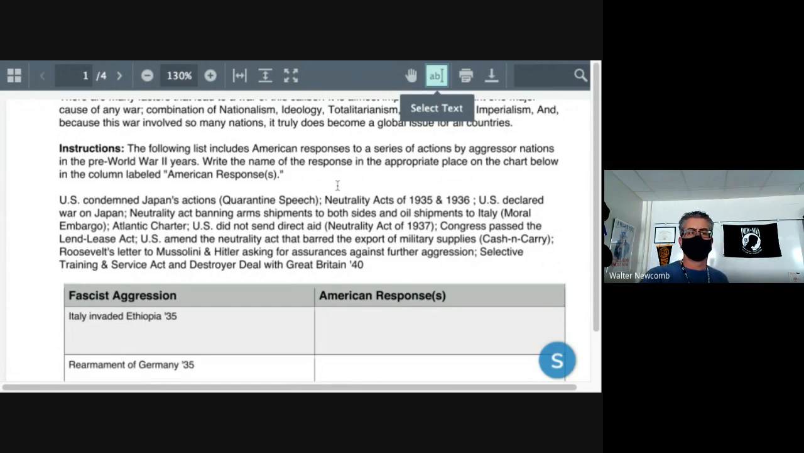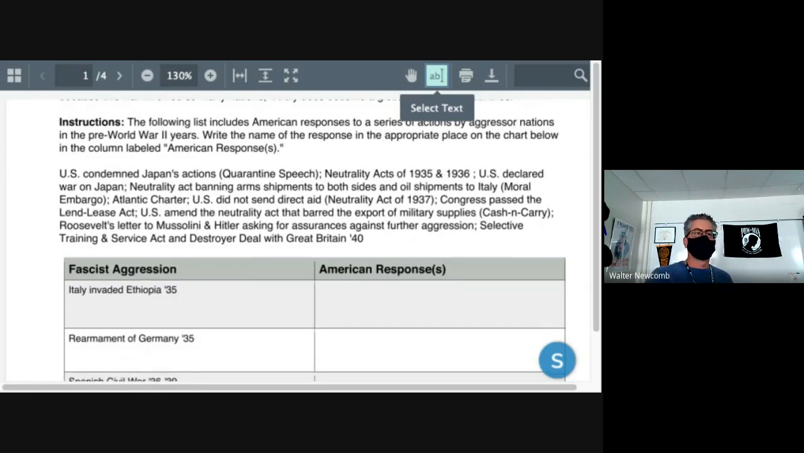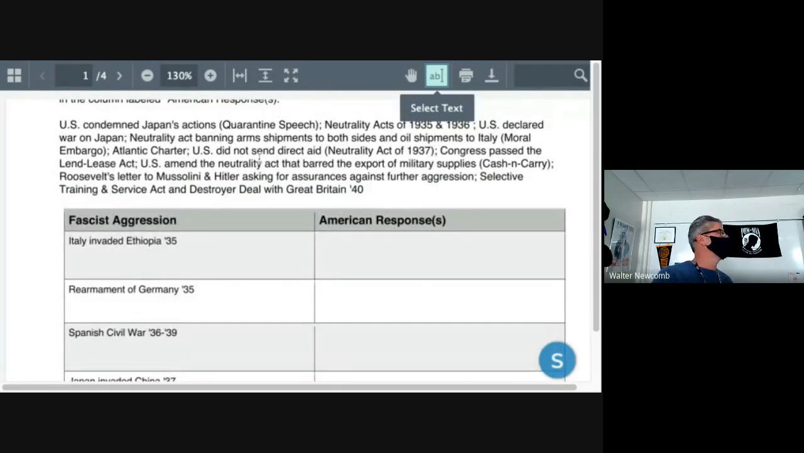What you have to do here is in part A, you have a list of American responses to a series of actions by the aggressor nations in the pre-World War II years. Write in the name of the response in the appropriate place in the chart below in the column American response. So you're just matching. You're not necessarily explaining, but you are matching. But in order to understand this, you are going to need to get some background context to it. And it's not in order by any means. It's a jumbled list as well. So what you're going to have to do perhaps is, in your textbook, look at Italy invaded Ethiopia, 1935. Read about it, look for the context, and find which one matches up with it.